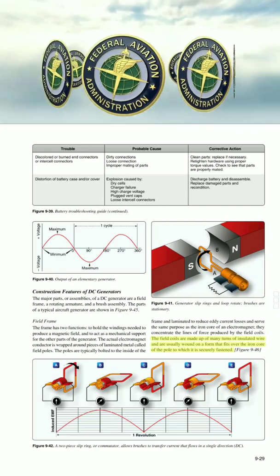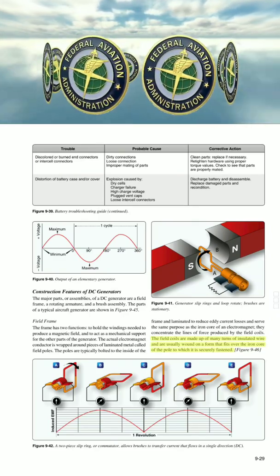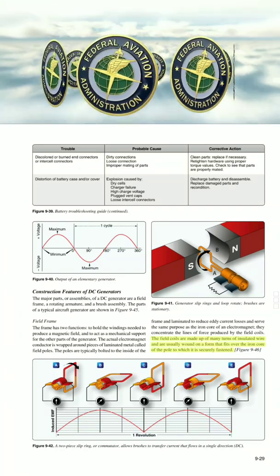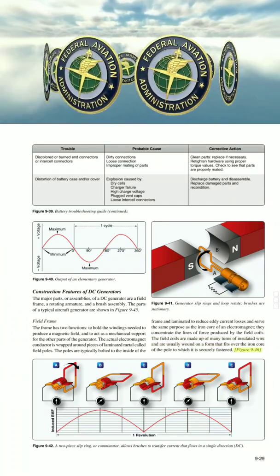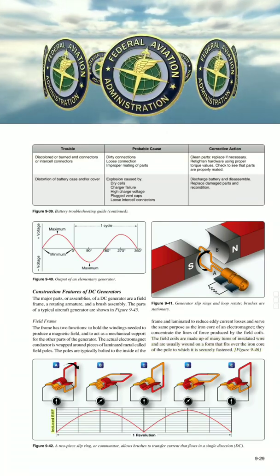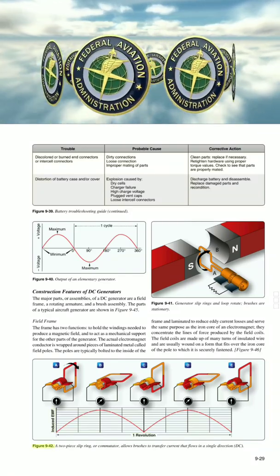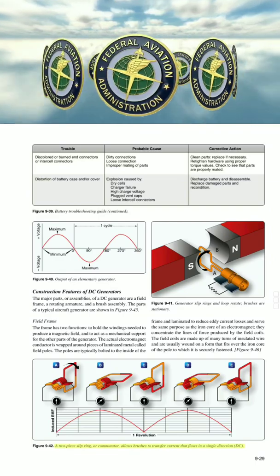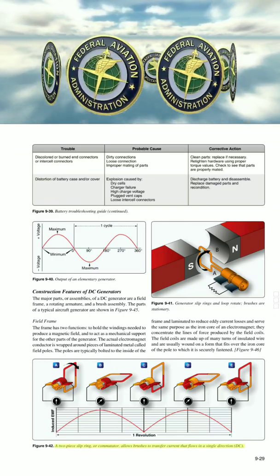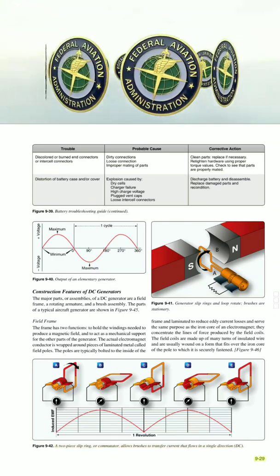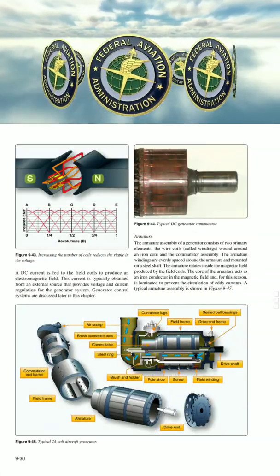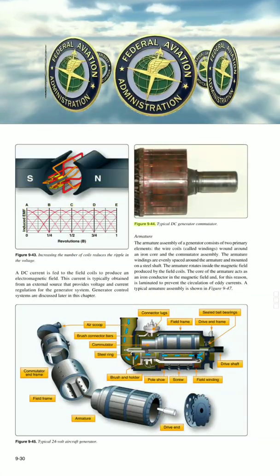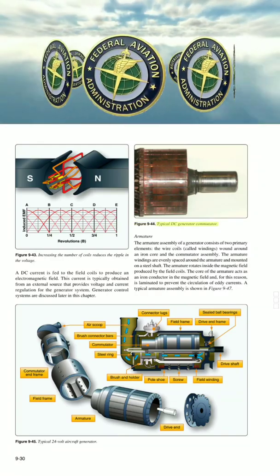The field coils are made up of many turns of insulated wire, and are usually wound on a form that fits over the iron core of the pole to which it is securely fastened. Figure 9-42. A two-piece slip ring, or commutator, allows brushes to transfer current that flows in a single direction, DC. Figure 9-44. Typical DC generator commutator.